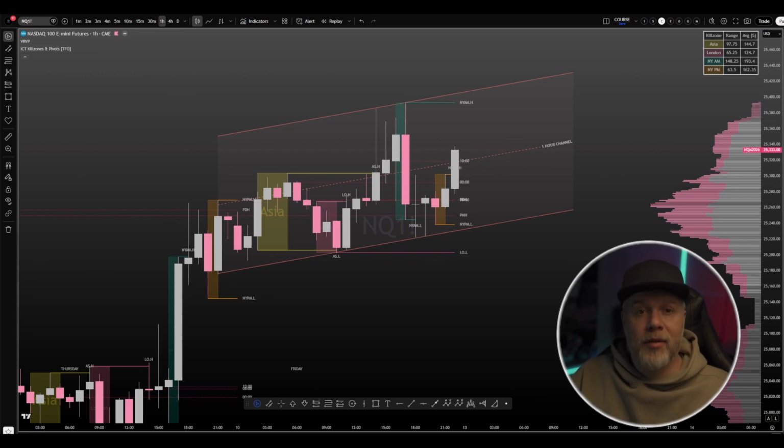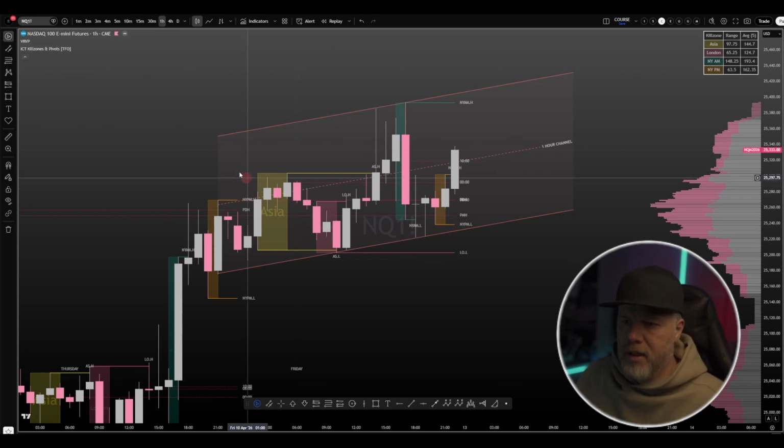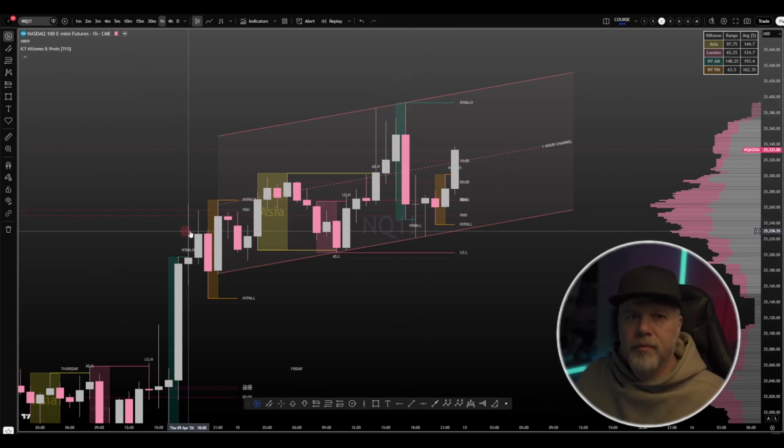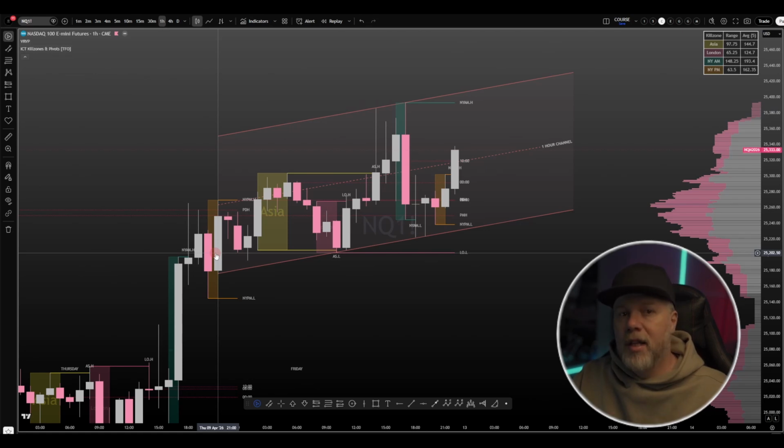A parallel channel is two parallel lines containing price action. One connects the highs, one connects the lows. Price moves between them in a structured, predictable way. As you can see here, we've got the highs, we've got the lows. 1, 2, 3 beautiful taps in the discount. We hit the premium once. This is not random. Price respects these boundaries because they reflect the balance between buyers and sellers.